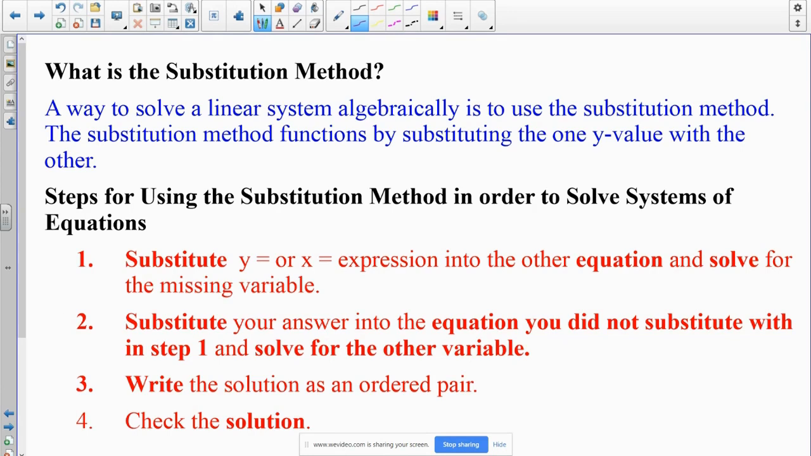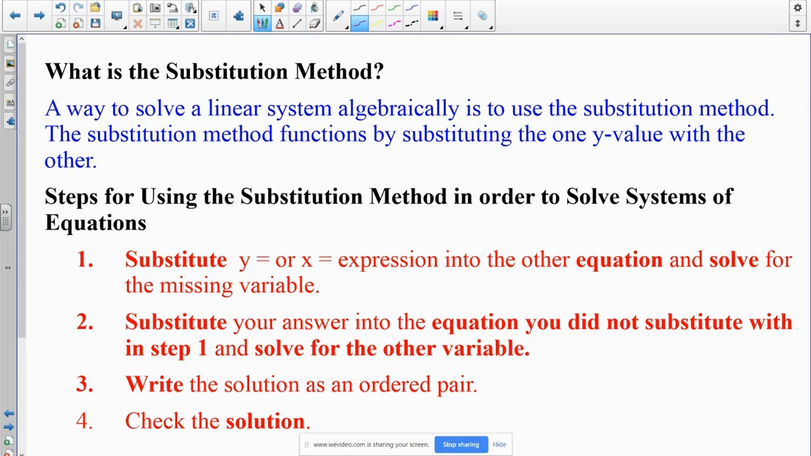I have 4 steps that I usually go through. First, I substitute the y equals or the x expression into the other equation and solve for that missing variable. Step 2, we substitute your answer into the equation you did not substitute with in step 1 and solve for the other variable. Then the solution is an ordered pair, so you write down the ordered pair, and then we check our solution. So let's get started, and we're going to follow those steps.